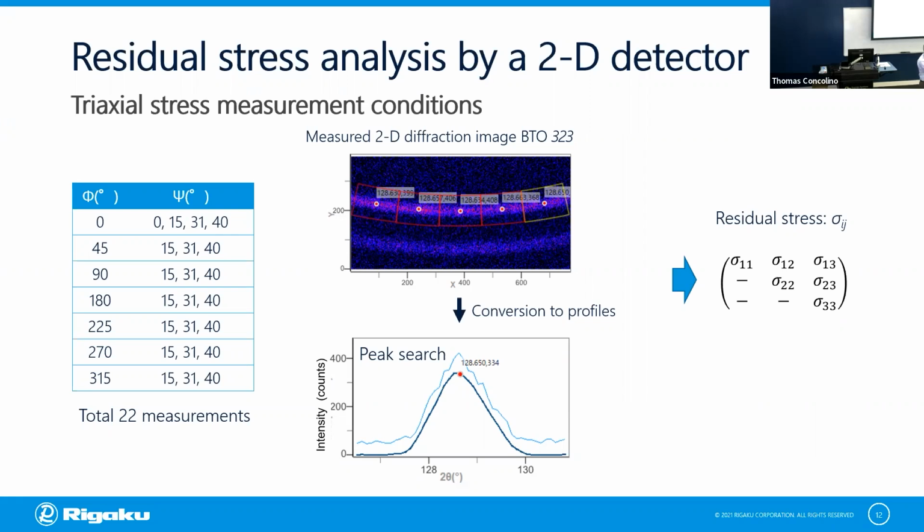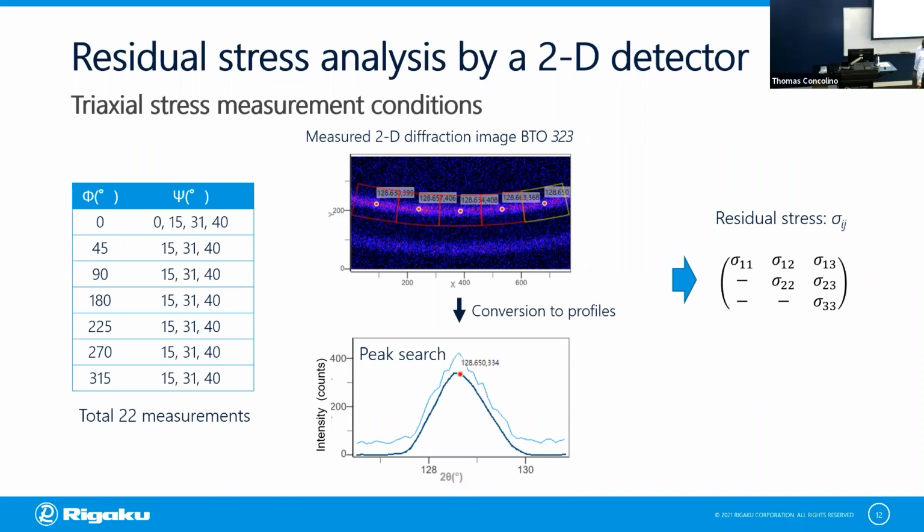So that's why we split the wavelength into several different regions, integrate, and calculate the peak positions, and the software tries to fit the wavelength to extract the stress information. So this is called 2D residual stress. Then we apply the triaxial stress measurement.